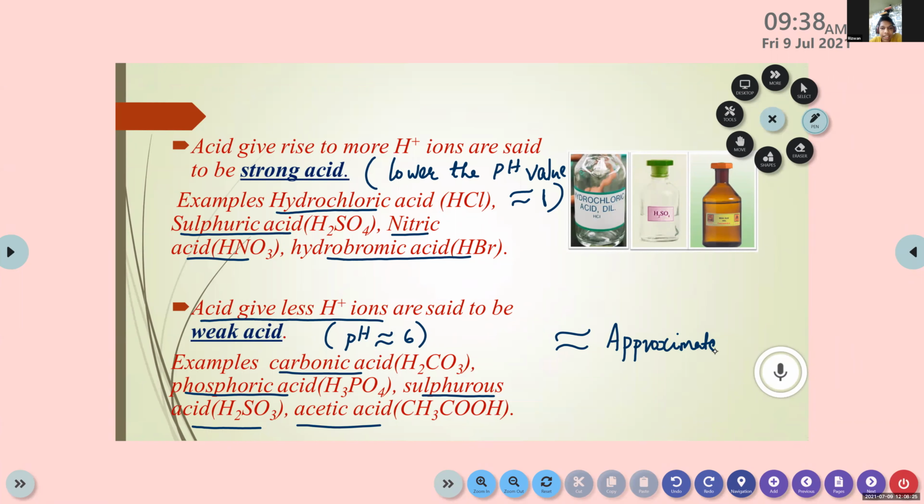Examples: carbonic acid, H2CO3, phosphoric acid, H3PO4, sulfurous acid, H2SO3, acetic acid, CH3COOH. Okay. Have you completed, children? All of you? Yes or no? Yes, ma'am. Then you can complete it.